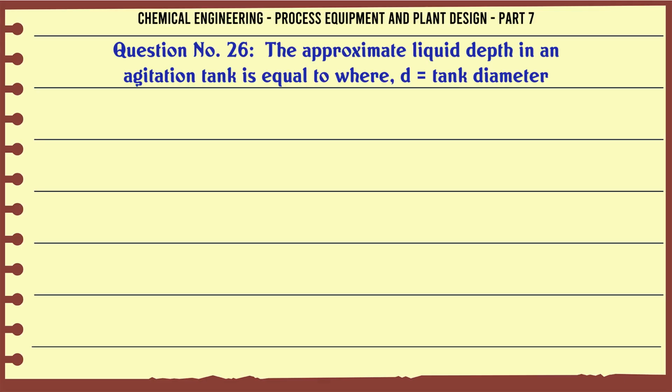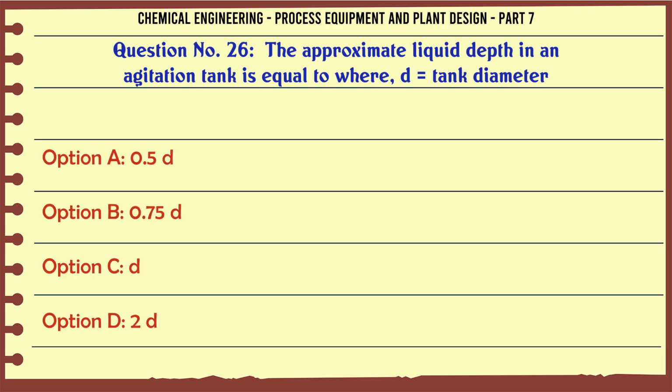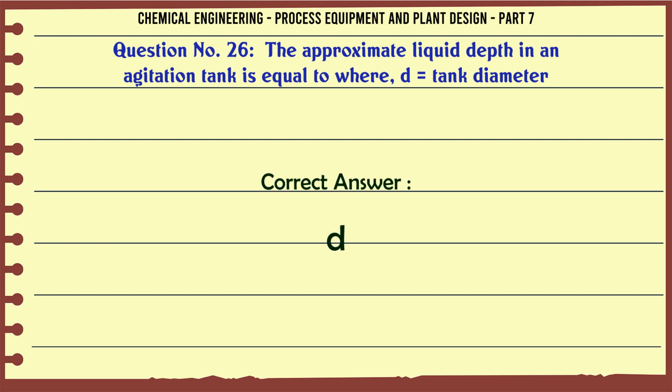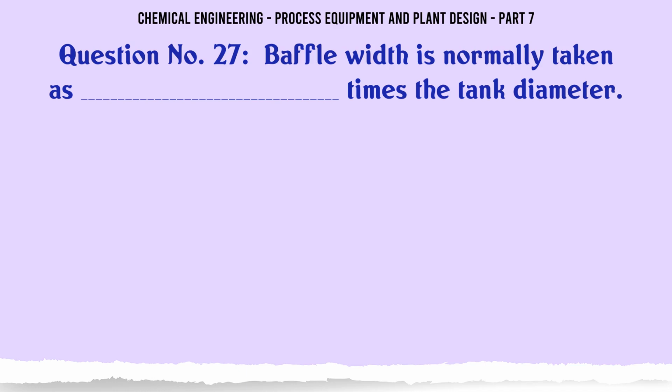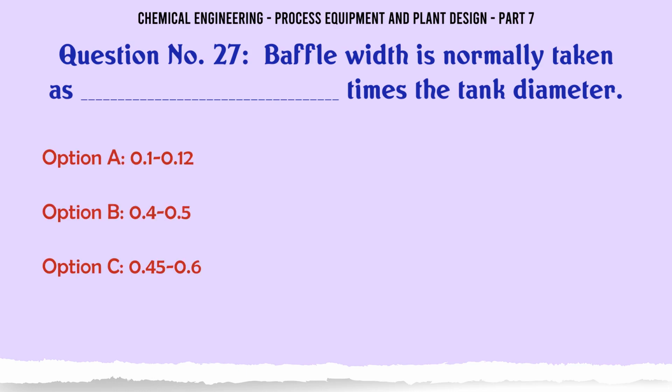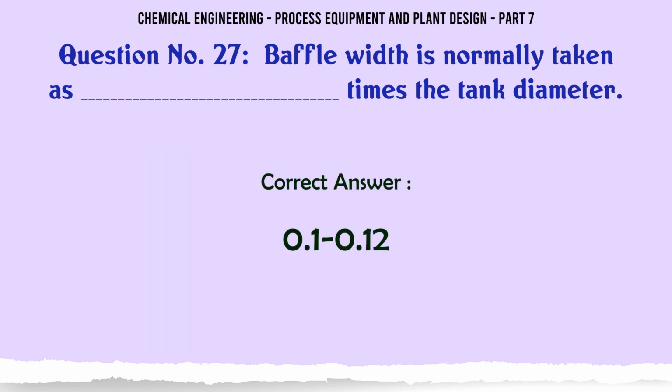The approximate liquid depth in an agitation tank is equal to weir D tank diameter. A 0.5 D, B 0.75 D, C D, D 2 D. The correct answer is D. Baffle width is normally taken as times the tank diameter. A 0.1 to 0.12, B 0.4 to 0.5, C 0.45 to 0.6, D 0.2 to 0.45. The correct answer is 0.1 to 0.12.